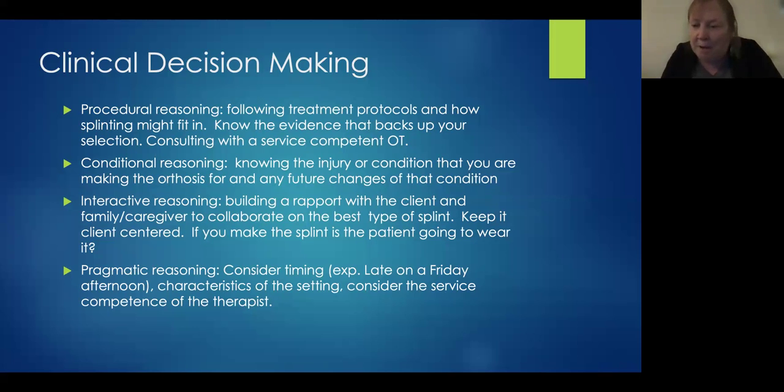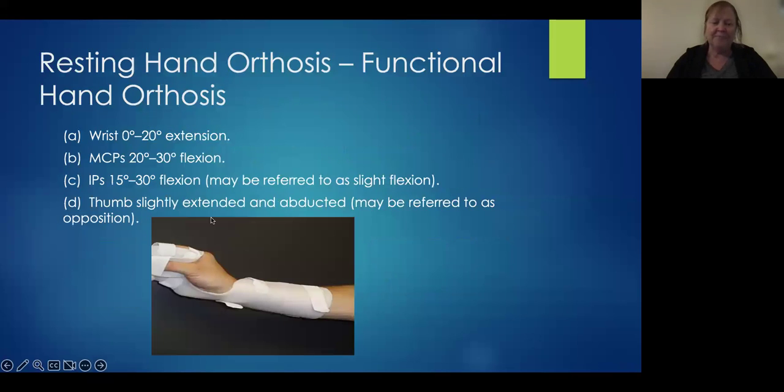Consider the service competence of the therapist. How competent is this therapist to make that orthosis? And again, it's okay if you decide like, I don't feel comfortable with this. I'm either going to do it side by side with an experienced therapist, or if there isn't one there, I'm going to refer this person to a hand therapist, and that's okay.